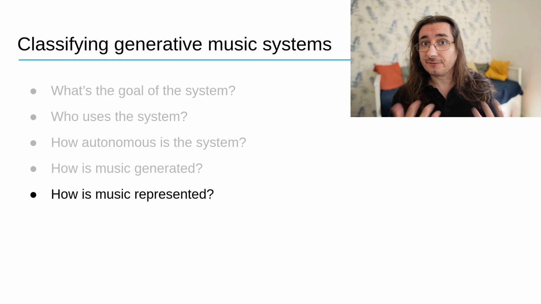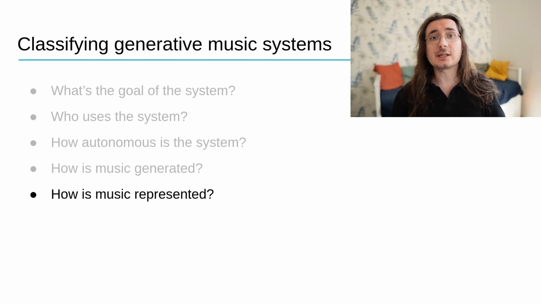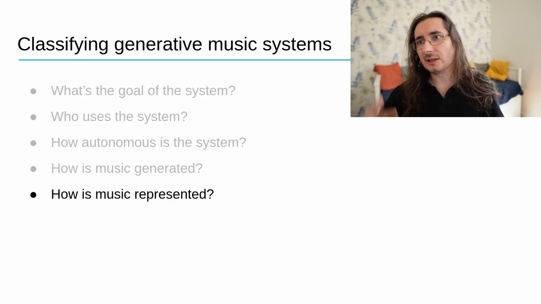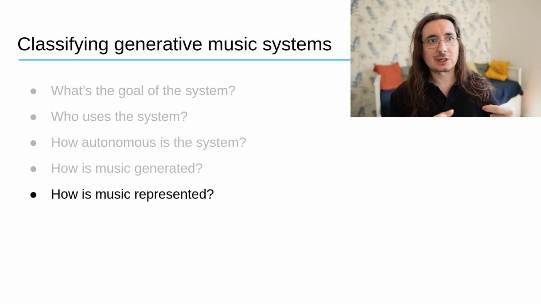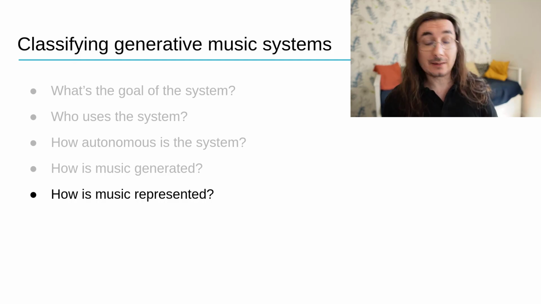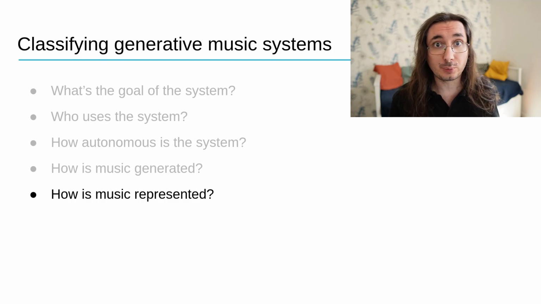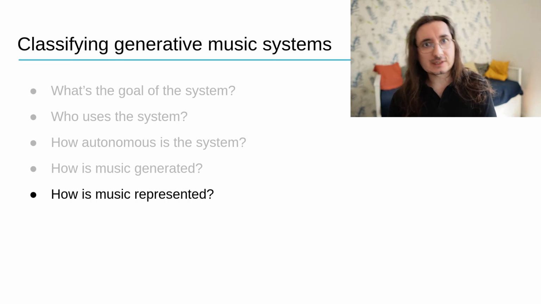Next, we have the final question that I have for classifying a generative music system. That is, how is music represented? So is it represented as audio, as a spectrogram, or as a symbolic representation like MIDI or other forms of symbolic representations that remind us of a human score. Again, we're going to dedicate a full video on this topic because it's extremely important. So for now, I'll just leave it at that. So you have them, the 5 questions you can ask to classify a generative music system.